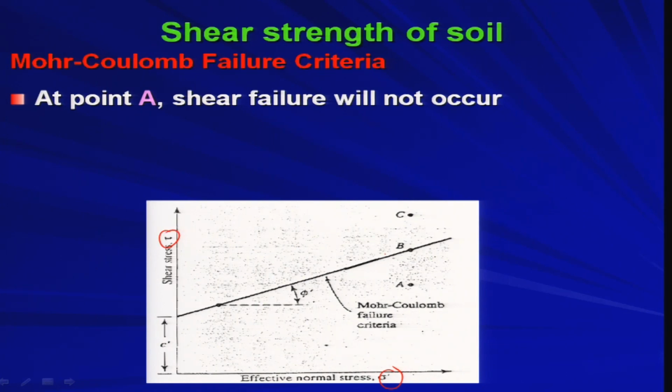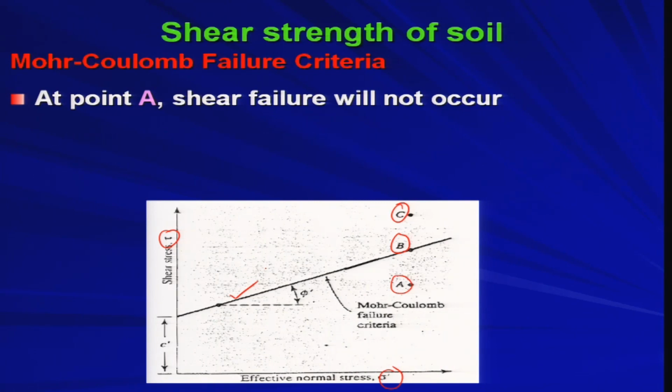Now, you are choosing 3 different points, say point A, point B and point C, at different locations in this plot. Point A is below the failure envelope, that is, this straight line. Point B is lying on the failure envelope and point C is lying above the failure envelope. Let's try to opine on these points, what type of points they are and what they really mean. Those things we are going to look at.